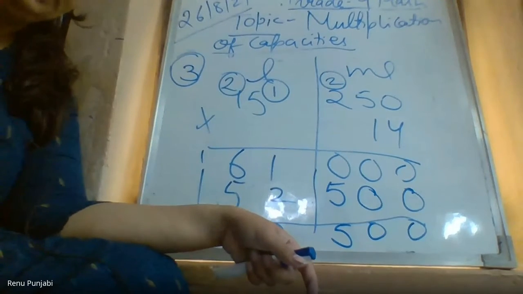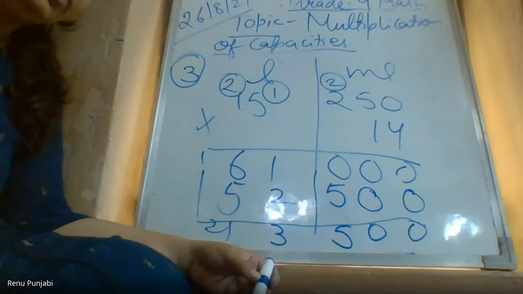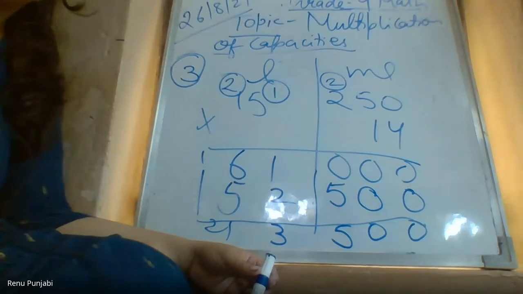So 4 multiplied by 0 is 0. Then again 4 multiplied by 0 is 0. 4 multiplied by 1 is 4. Then again 4 multiplied by 0 is 0. 5 multiplied by 4 is 20. So we will put 0 and 2 carry over. 4 multiplied by 2, 8. And 2 carry over, it is 10. So the answer is 1000 liter and 400 milliliter. Correct.